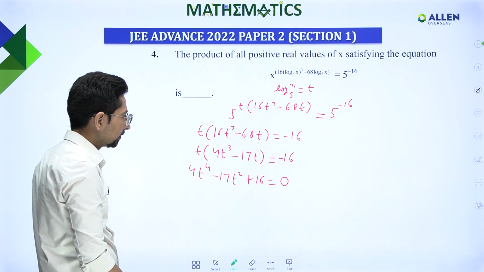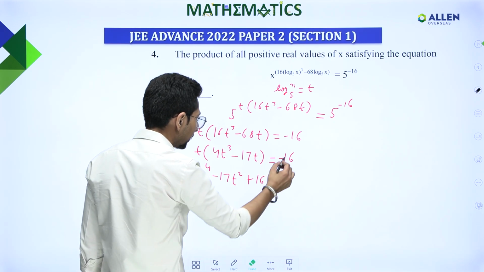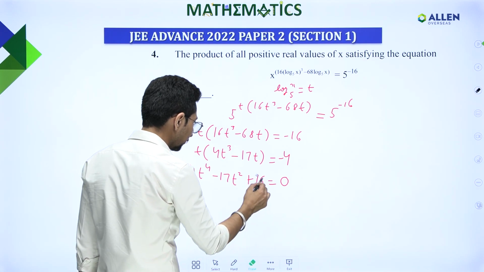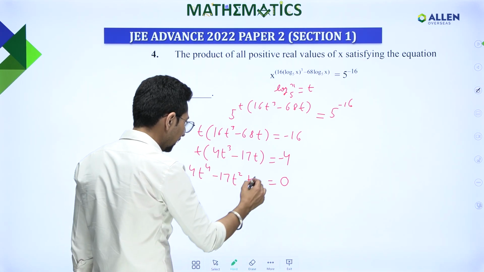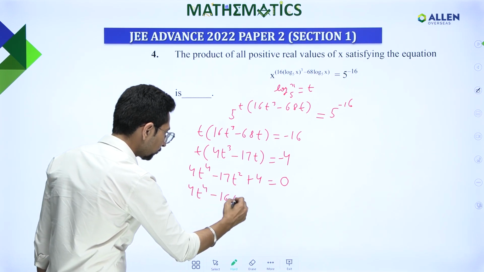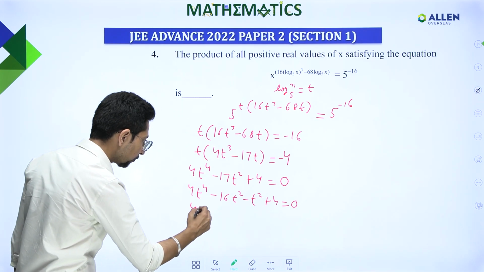Now here, on taking 4 common, this is not minus 16 now, this is minus 4, and this will be plus 4. So from here we can easily factorize. You can see 4 t power 4 minus 16 t square minus t square plus 4 equals 0. So what we are getting is 4 t square.